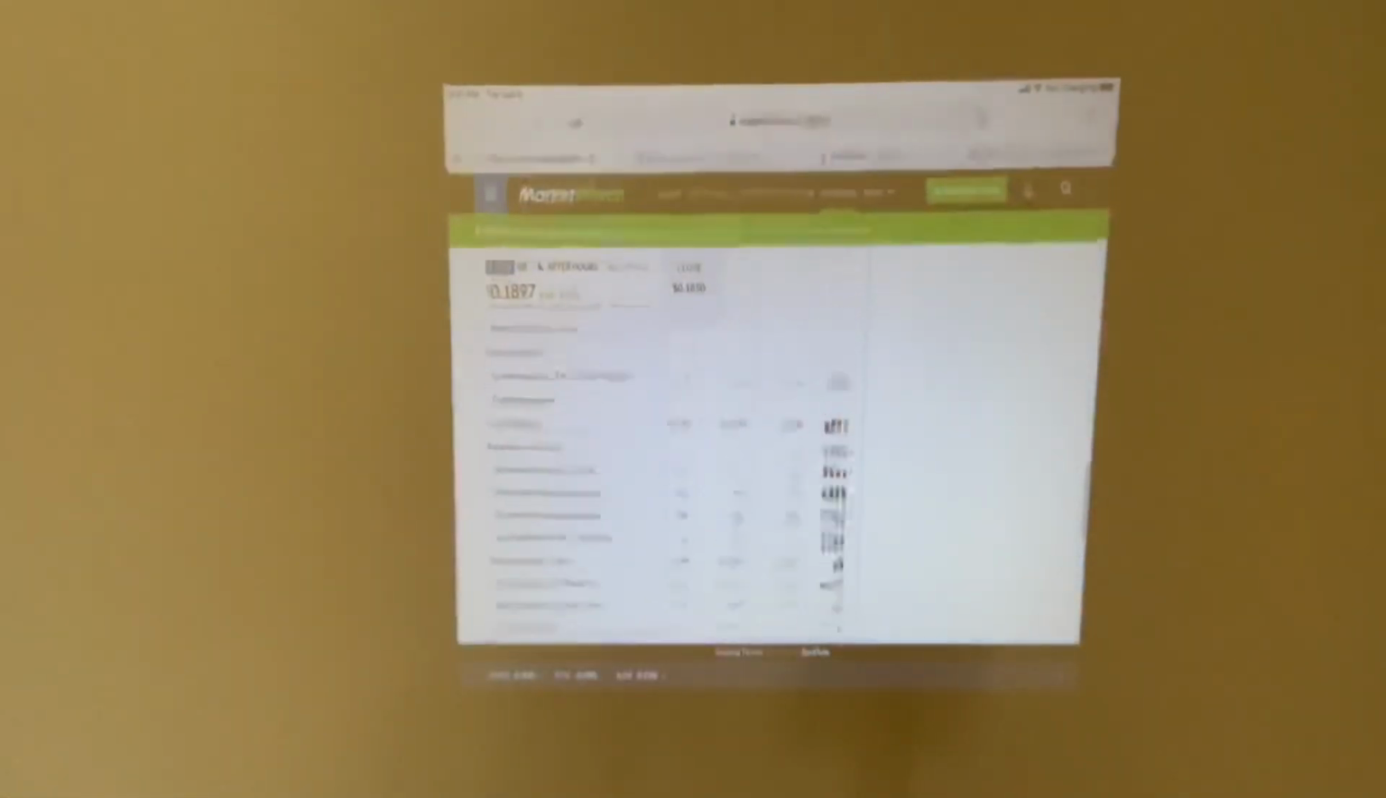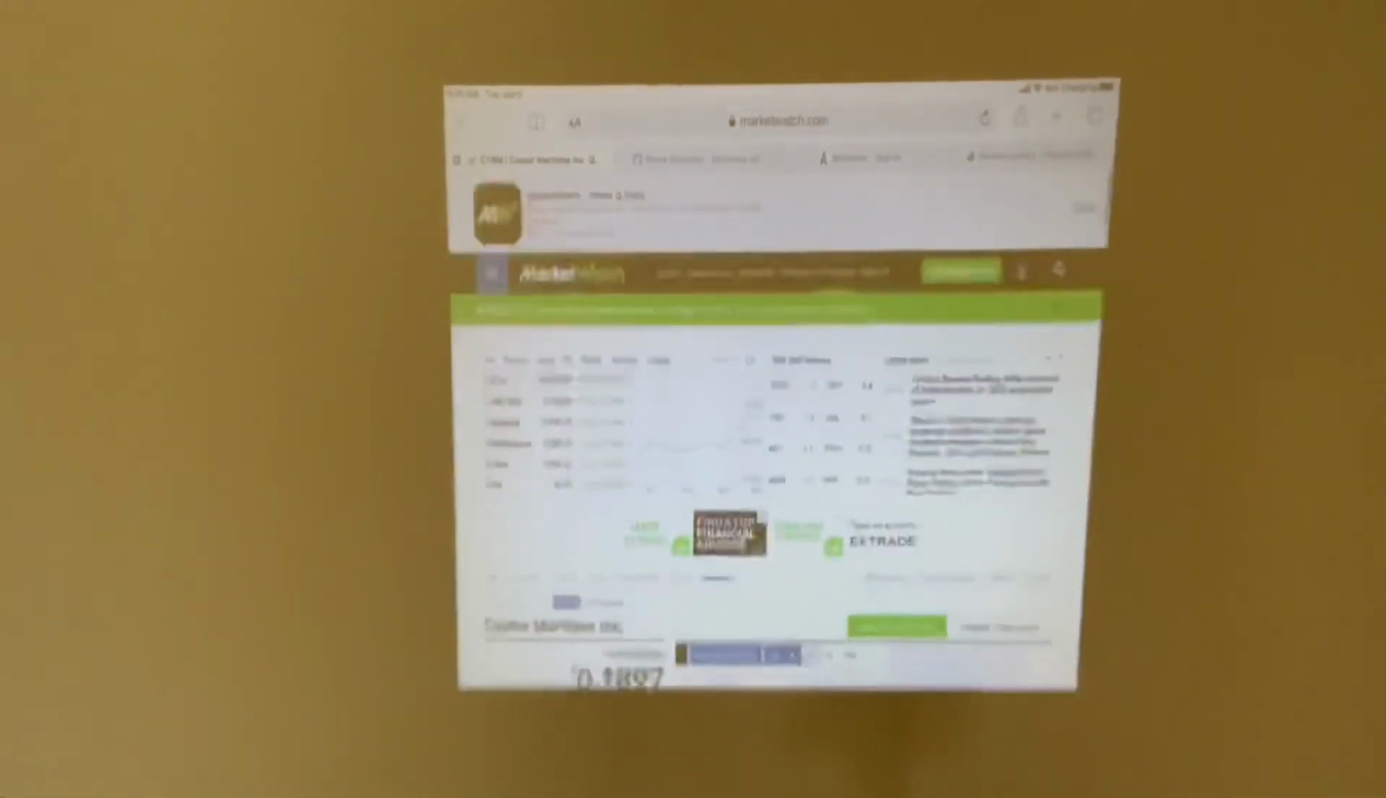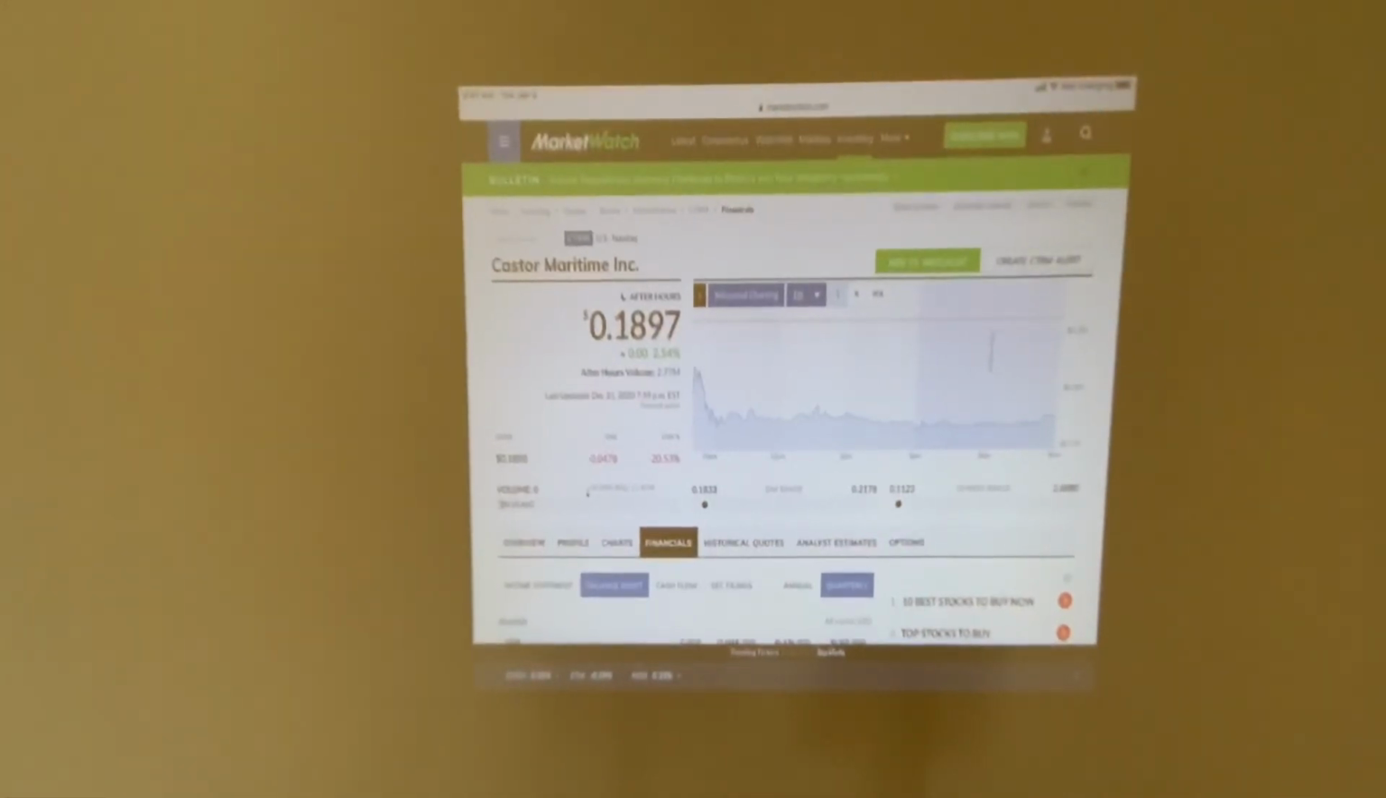So we didn't answer yet the question of whether we have to buy it or not. We just answered the question that this company is financially stable, at least for a short period of time, because we are short-term investors and that's what we care about.